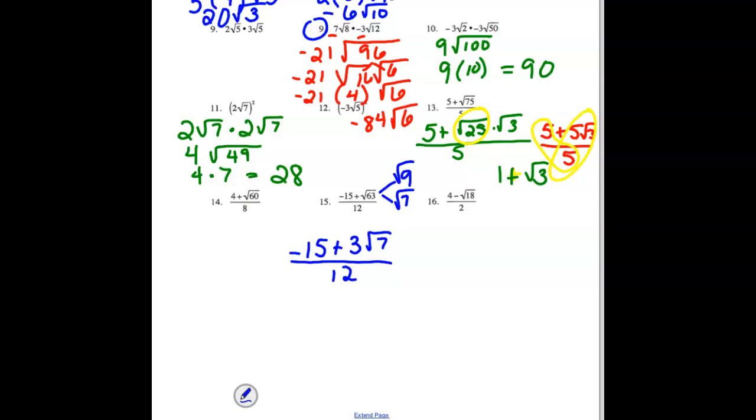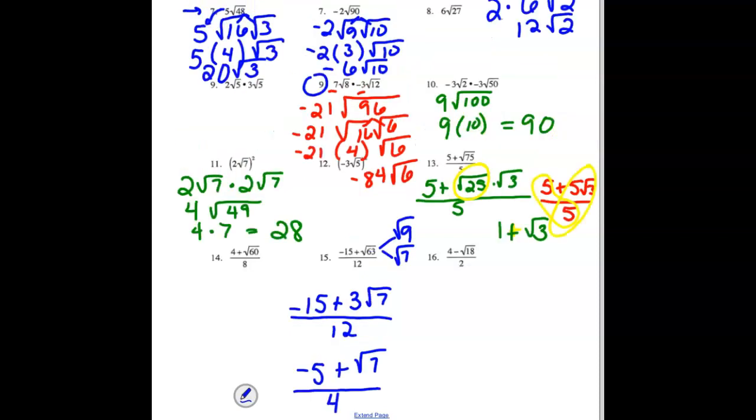So if we divide the negative 15 by 3, we get negative 5. If we divide the 3 root 7 by 3, we get a root 7. And if we divide the 12 by 3, we get a 4. So as long as we can divide it out of all the pieces, then we can go ahead and reduce that.